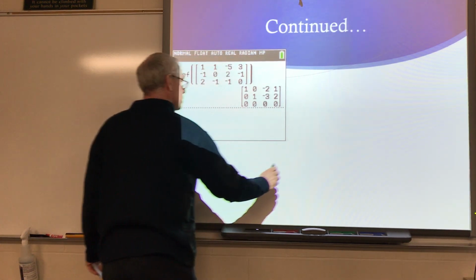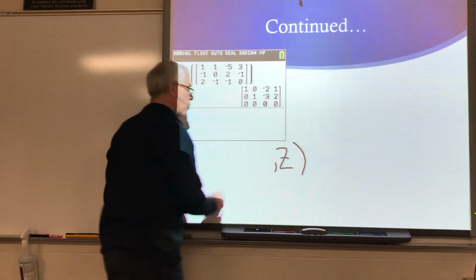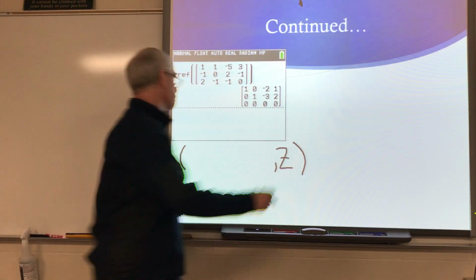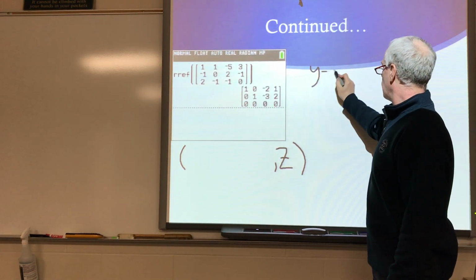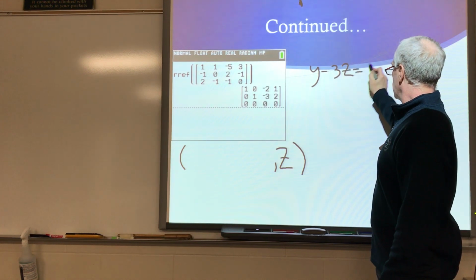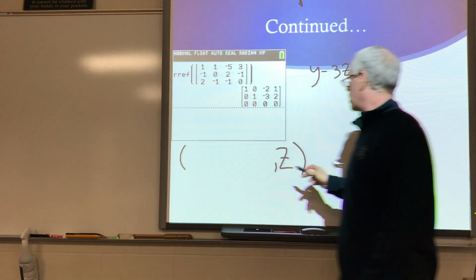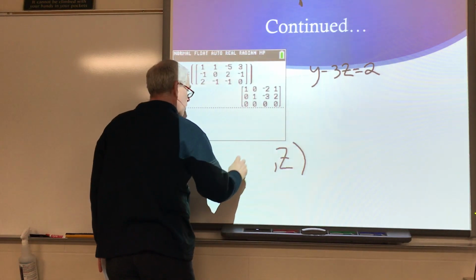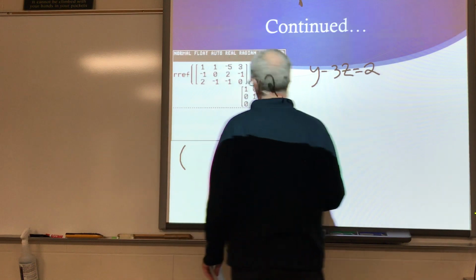So I'm going to set my ordered triple here. And in these cases, when we've done this before, I'm going to just let z be z. In this previous row, I have y minus 3z equals 2. And if I were to solve for y, I'd add 3z to both sides, and I would get 3z plus 2. So that's what my y is going to be, okay?